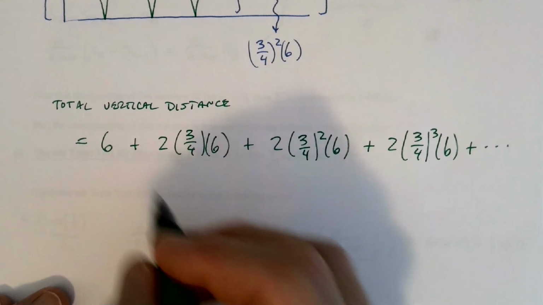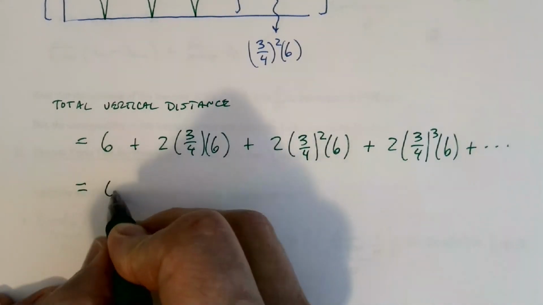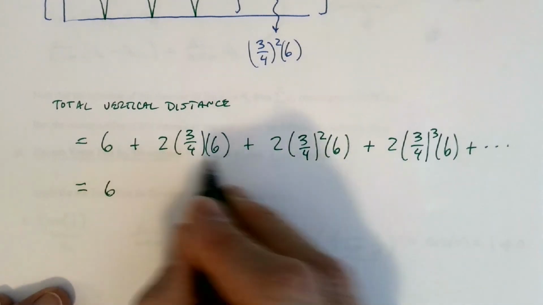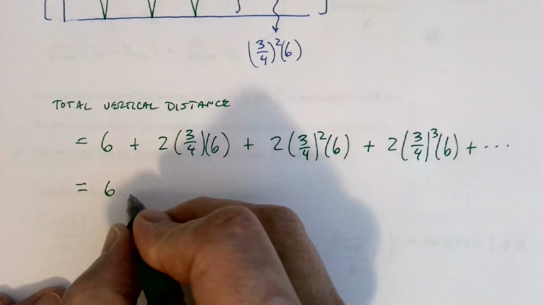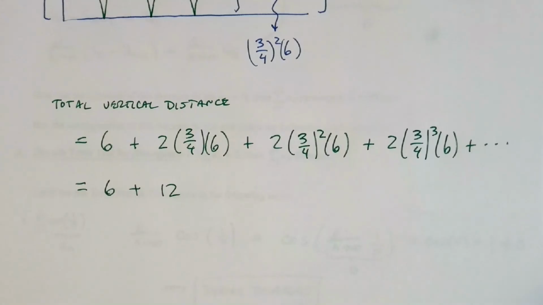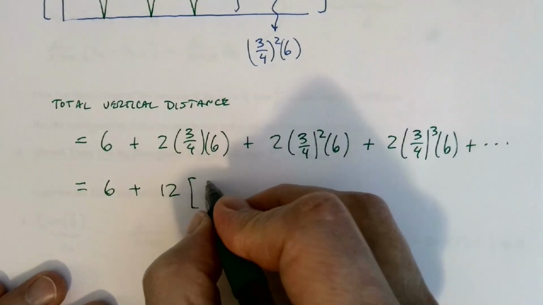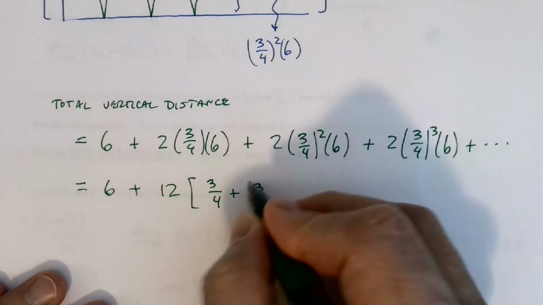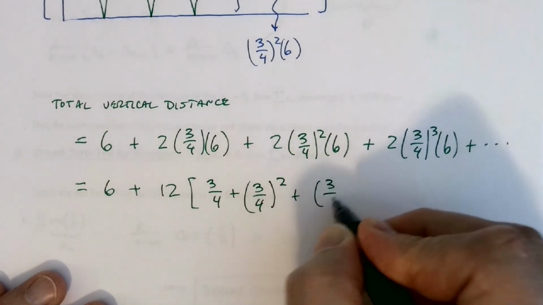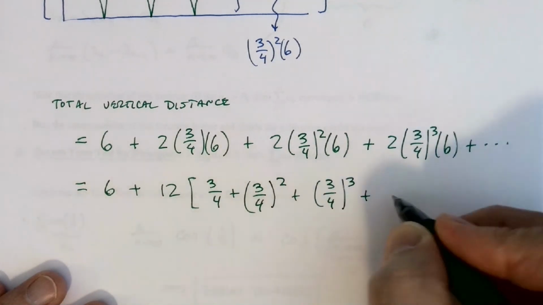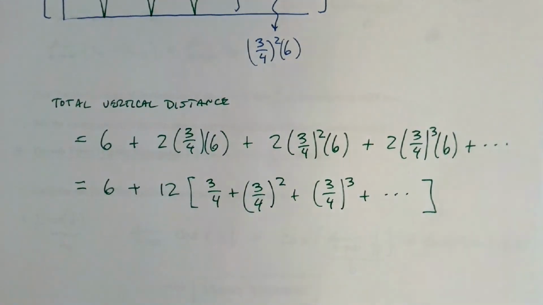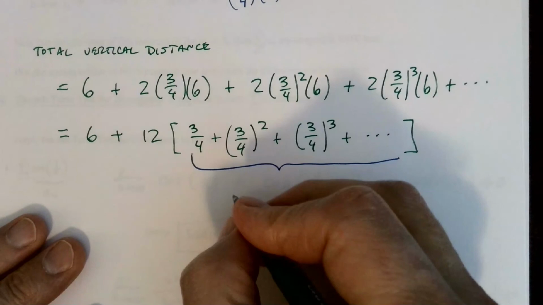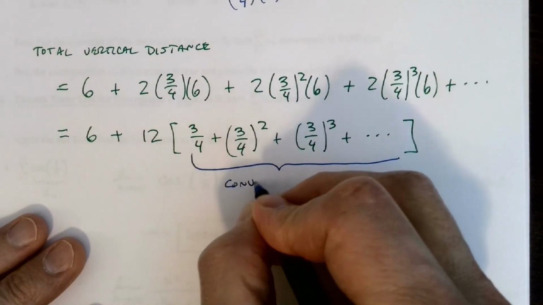But notice I can do a little manipulation. I'm going to keep the 6 by itself. Everything after the first 6 term has a 2 and 6 factor, doesn't it? So I'm going to factor out 12, since 2 times 6 is 12. And what am I left with? 3/4 here, plus 3/4 squared, plus 3/4 cubed, etc., etc. What do we have here? We have an infinite series. In fact, it's a convergent geometric series.